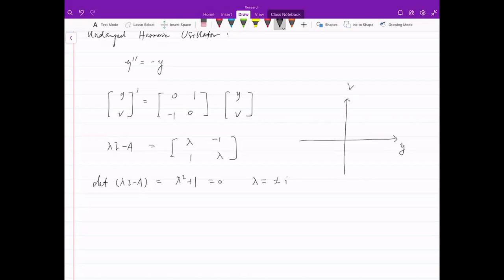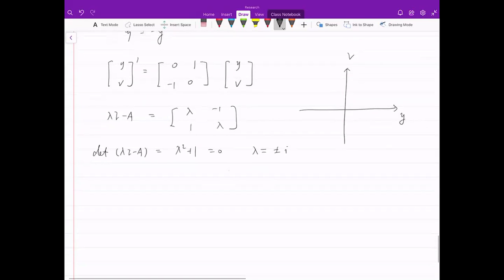Number one, there is no straight line solution. Number two, the real part equals zero. That means your e to the At only gives you one. It's not spiraling away, it's not spiraling in, it's a center. Therefore, the phase portrait is going to be on this circle.